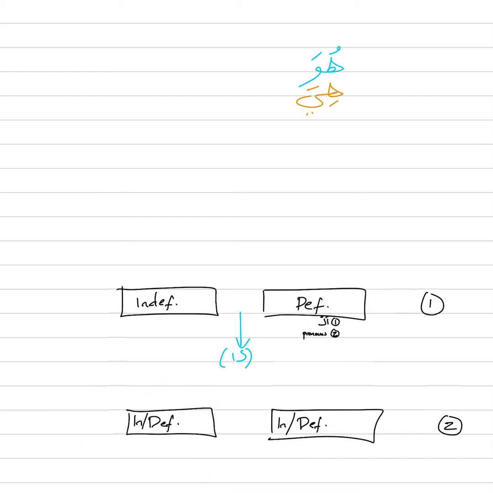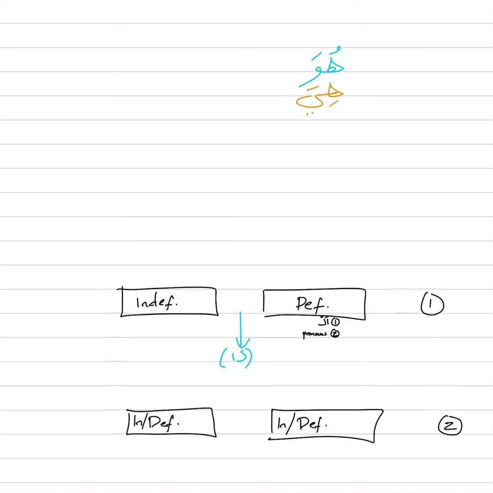Yeah, so just to recap, in the first structure, you have opposites. You have a definite word plus an indefinite word to create a sentence. In the second structure, you have a definite word plus a definite word or an indefinite word plus an indefinite word to create an adjectival phrase.